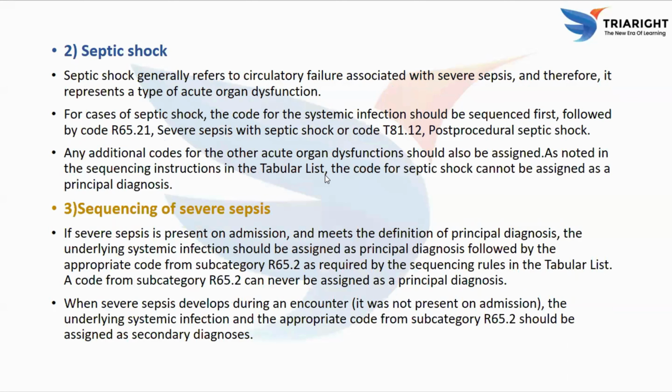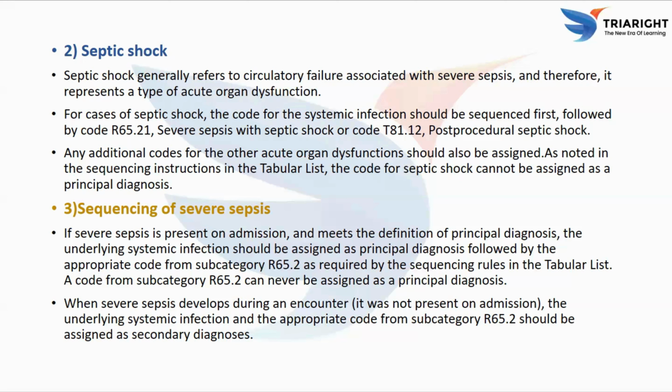So next, coming to septic shock. So what is septic shock? It is a more severe form of sepsis. It occurs when severe sepsis causes major circulatory failure, meaning the patient's blood pressure drops dangerously low. So because circulation fails, septic shock is considered a type of acute organ dysfunction. So you have to think of sepsis as a ladder. So the infection, for example, pneumonia, and sepsis, infection plus systemic inflammation, and severe sepsis, infection plus organ dysfunction, and septic shock, severe sepsis plus circulatory collapse. So septic shock is always the top level, the most serious one.